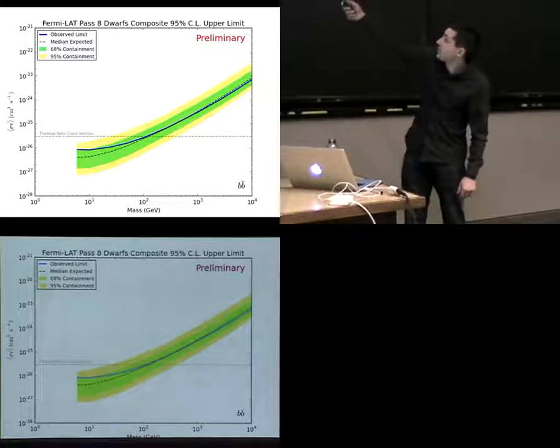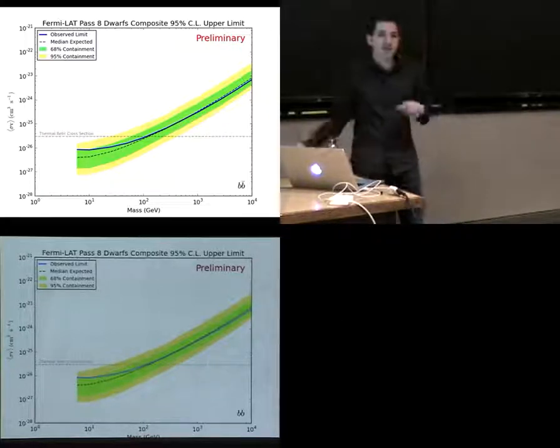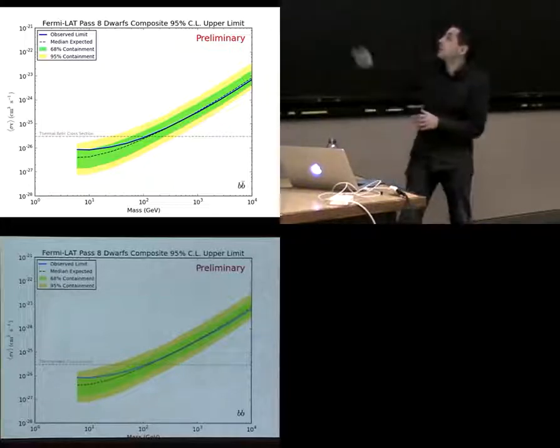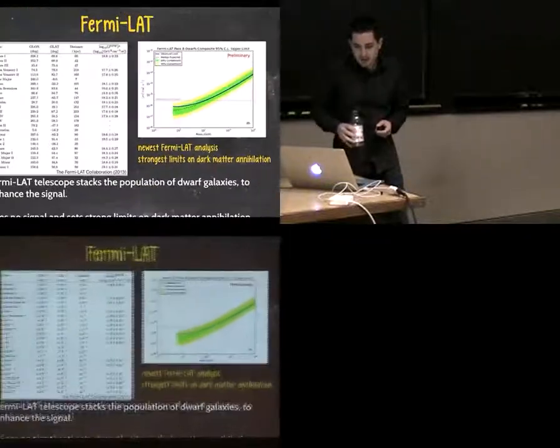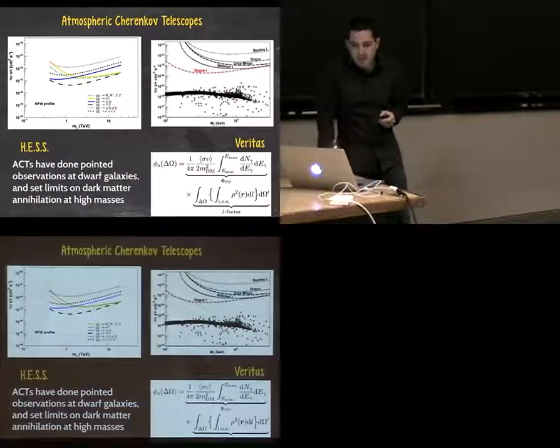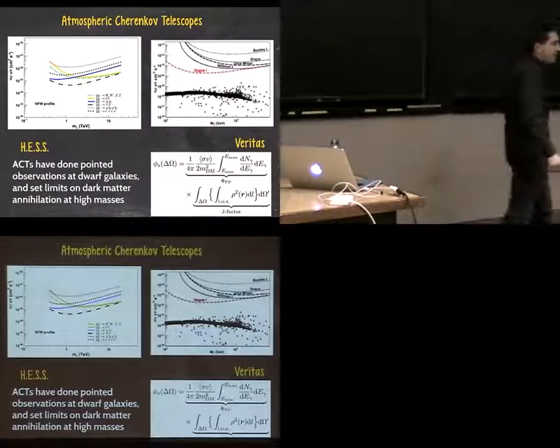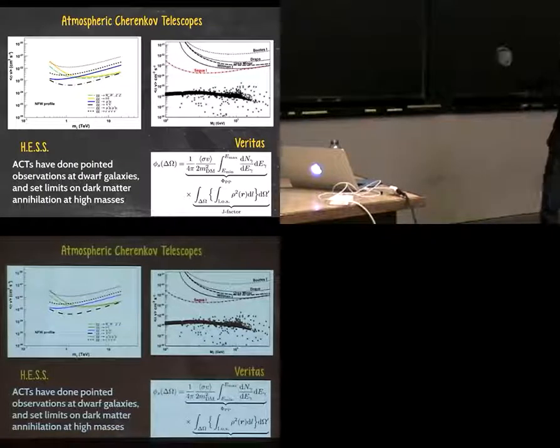It's pretty exciting. It's also a little bit depressing because you kind of had hoped they would see something. In fact, a year ago, there was a slight hint that they were seeing something down about here, but it appears that that hint has gone away. Atmospheric Cherenkov telescopes can do the same thing. They look at dwarfs, and they set limits. Now, the limits at really high energy are much weaker.